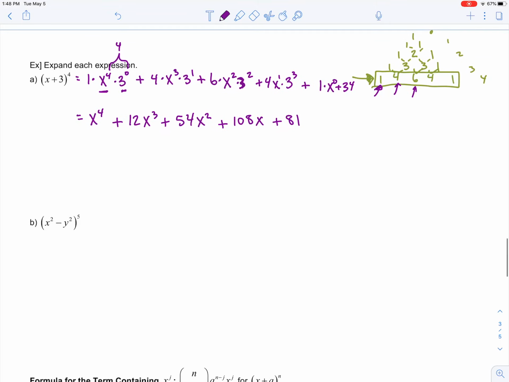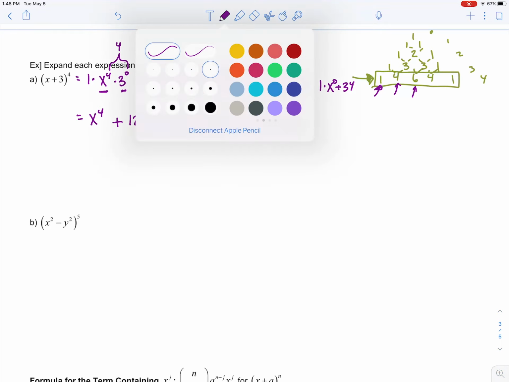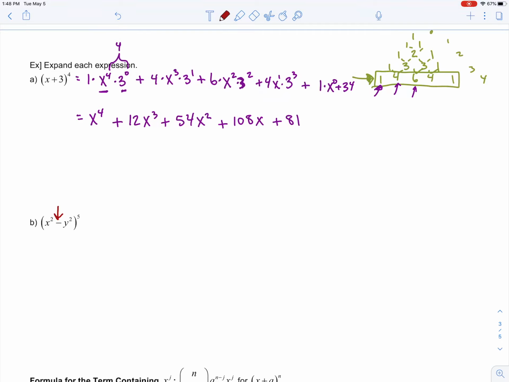Now we're going to try the next one, which has a fifth power. Notice that the terms in the binomial have exponents as well. So this might be a little bit more work. And then also we have a negative term in here, which means that our terms are going to alternate in sign, right? Sometimes we'll have positive terms, and then other times we'll have negative terms.